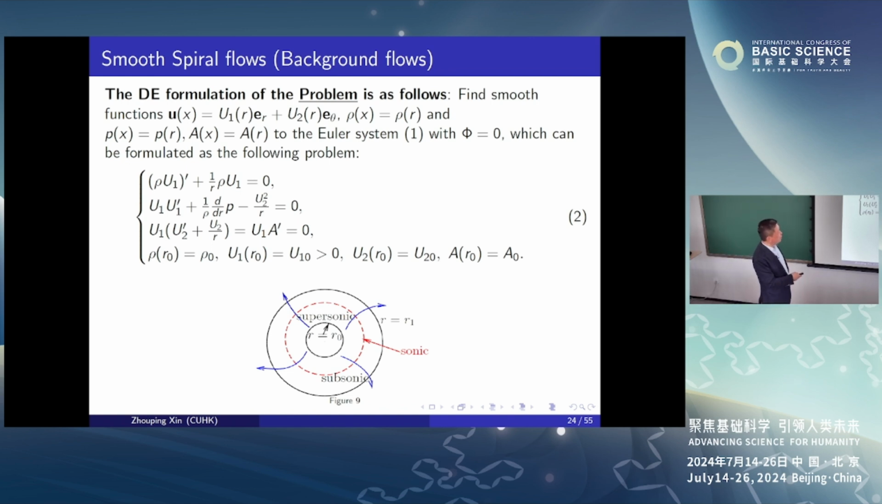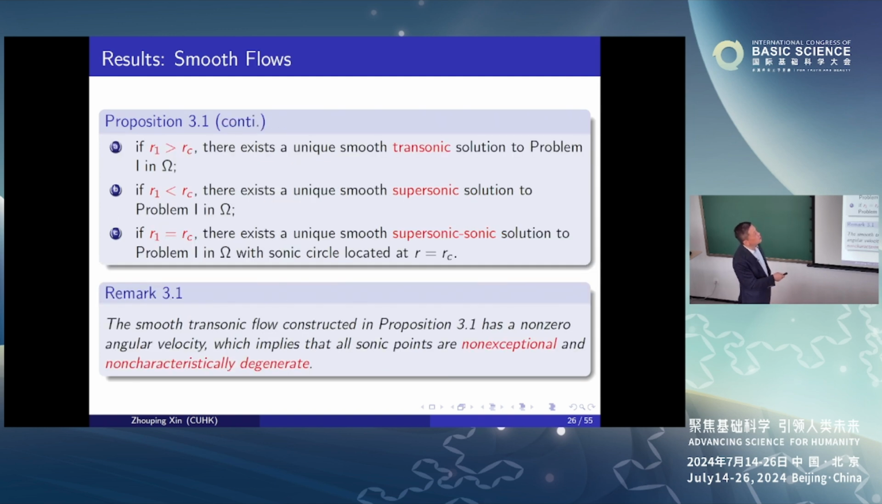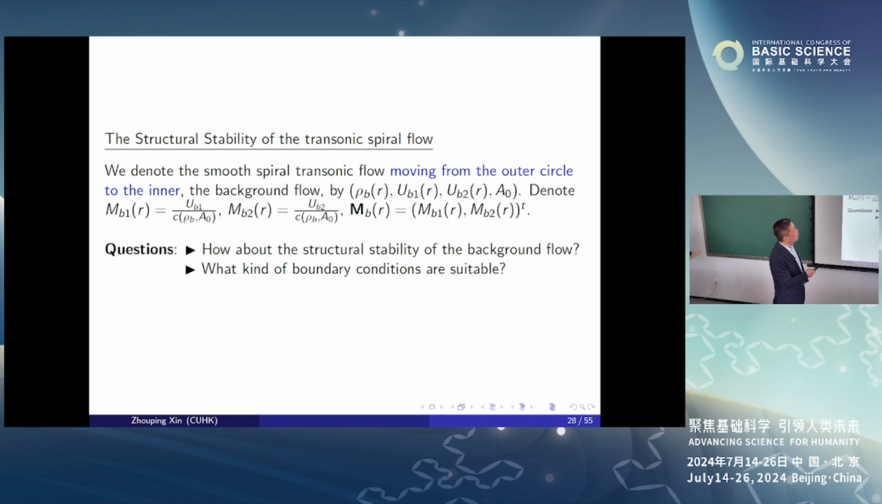Actually, this spiral flow came from looking at this ODE system with specific boundary conditions. You can study the flow spiraling out from inside, or the other way, spiraling in, by studying this ODE system. If you do this carefully, you can indeed prove there are pure supersonic flows and pure subsonic flows, but there are also cases where you have smooth transonic flows. So we take the flow going from outside coming in as a sort of background flow. We try to see, in the PDE formulation, how this solution will be structurally stable. We call this the background transonic spiral flow, and we then study its structural stability.